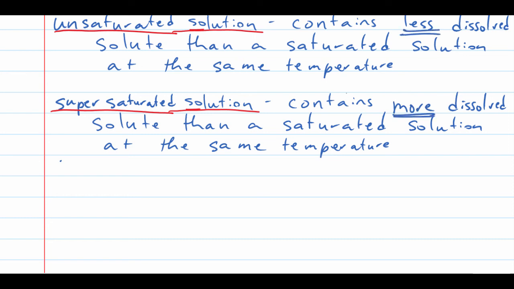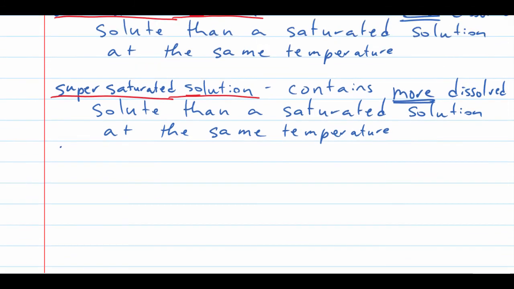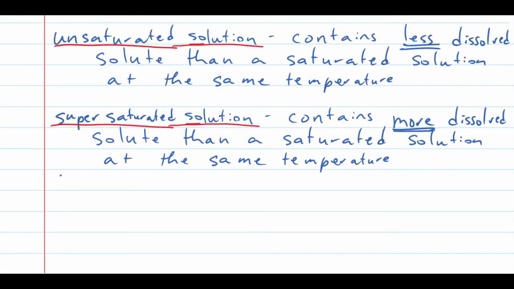So an unsaturated solution is one that contains less dissolved solute than a saturated solution at the same temperature. And a supersaturated solution is one that contains more dissolved solute than a saturated solution at the same temperature. And so we're going to demo each one of these here so you can get an idea of how each one of them behaves.